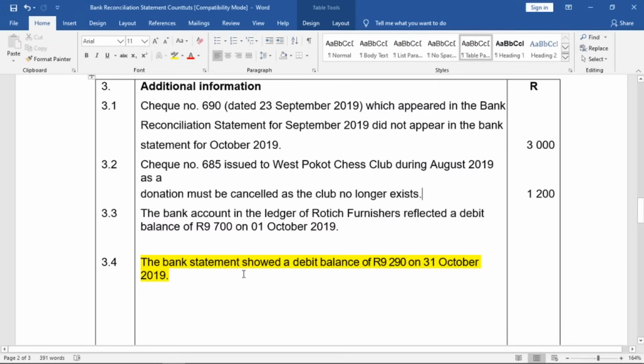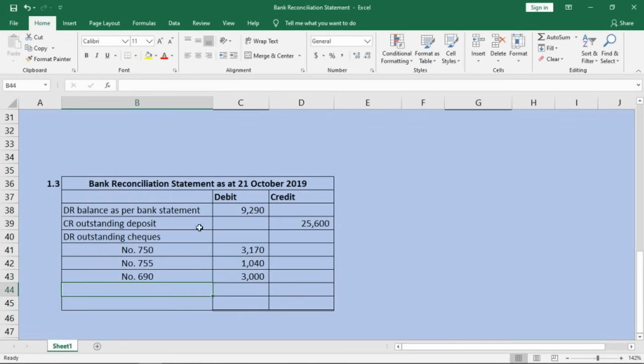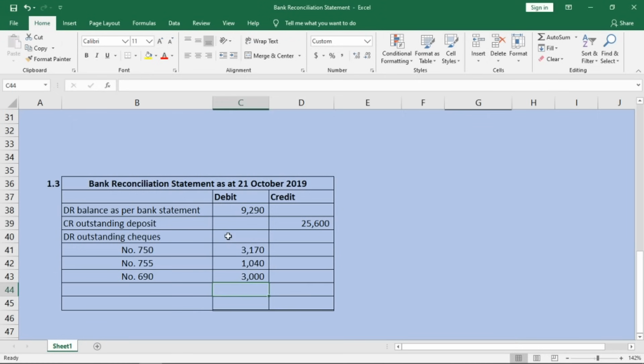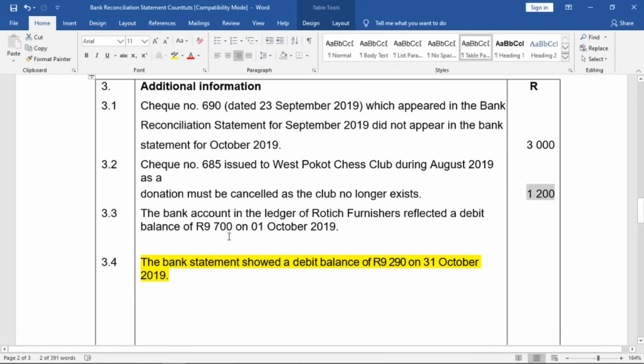When you put the balance as per bank account, you put it in its correct side. Remember, in our books, we record bank on the debit side. So here as well, in the bank reconciliation statement, it's the only item where you put it in its appropriate side. By that we mean, if it's a positive, it's a debit side. If it's a negative, it's a credit side. We're told that the bank account in the ledger of Rotich Furnishers, so that means in our books, reflected a debit balance of 9,700. So now we have to do the T account for us to know how much our bank account should show after making those corrections.